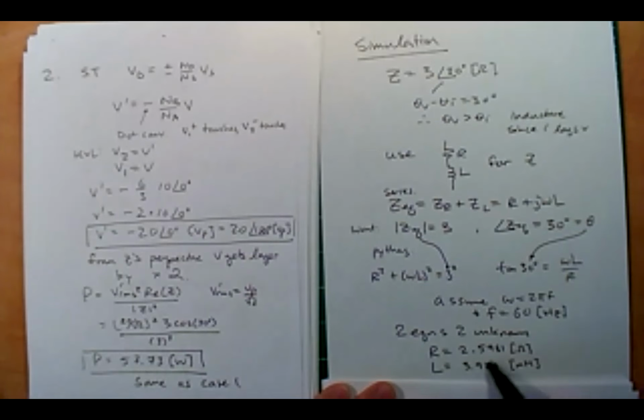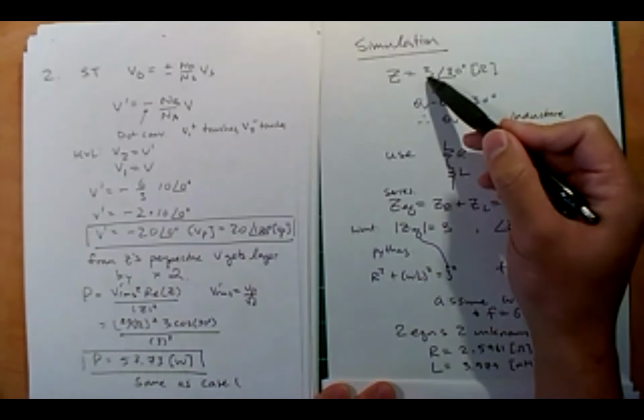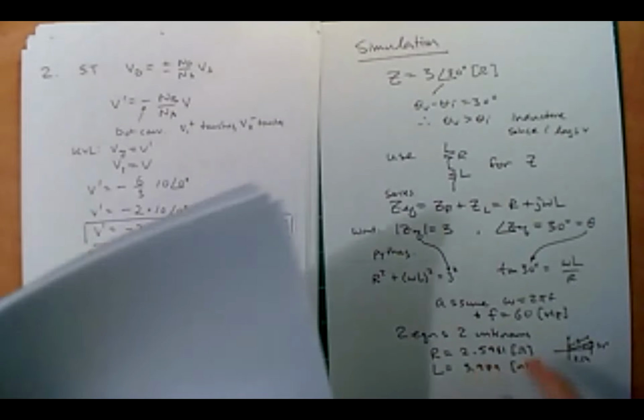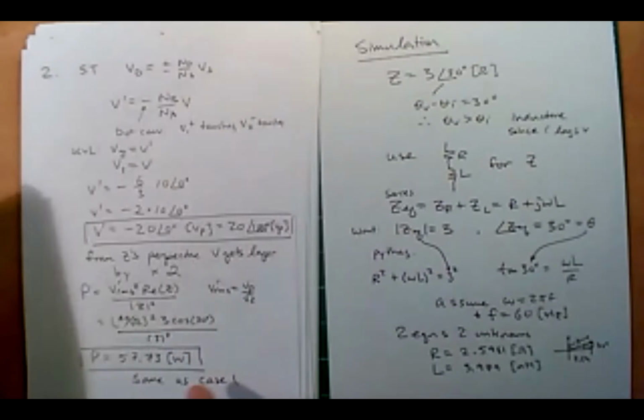Do those numbers make sense? Yeah, that seems to make sense. I have something on the imaginary axis that looks kind of like this, where the length is 3 at 30 degrees, with 2.59 along the real axis and the L along the imaginary axis. That makes sense. So this is your phasor plot. Let's go over the simulation with these numbers punched in and see if we're getting that 57 watts.